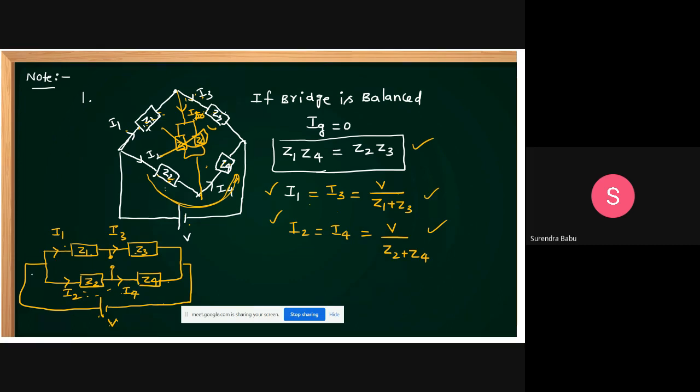Yes, friends, with this knowledge, now I will solve some questions. The first one, I am writing example 1. Can anybody answer this one? I'm writing the first question.